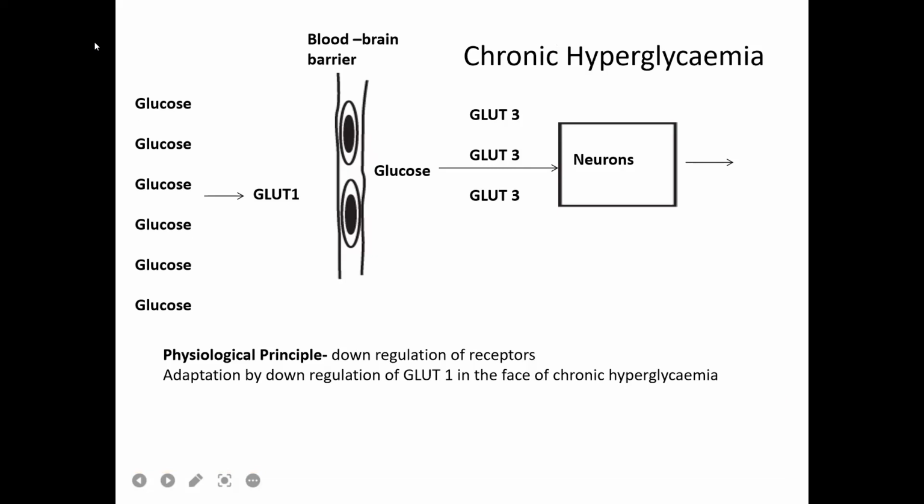What happens in chronic hyperglycemia? There is a lot of glucose here, so there is down regulation of the GLUT1 receptor. The GLUT1 receptor is down regulated, and a normal amount of glucose diffuses across the blood-brain barrier and goes to the neurons. So the amount of glucose in the brain is regulated.